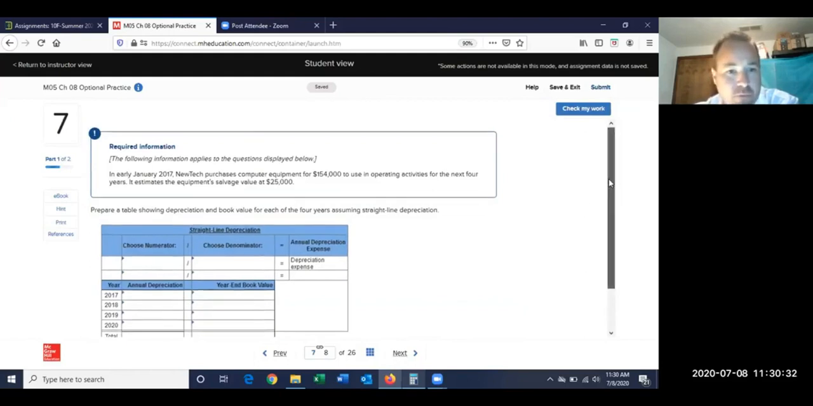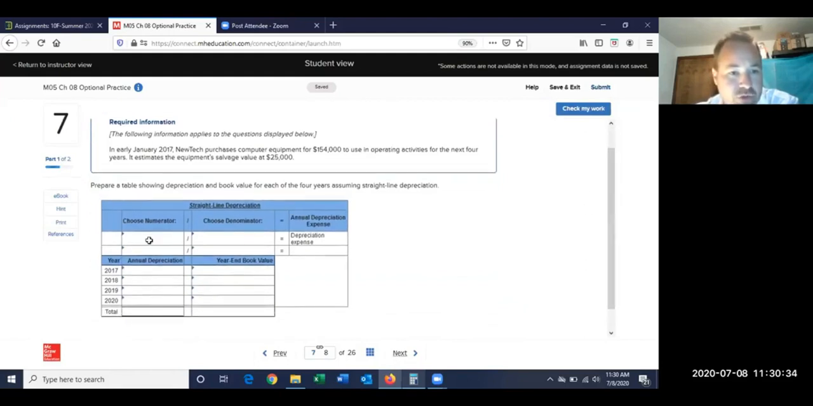Okay, I'm going to skip through this one. This one is just basically doing the straight line for all the years. And when you're all said and done, your final ending book value should be what the salvage value is, like how we did in my car example problem, where we ended at 4,000 salvage value.